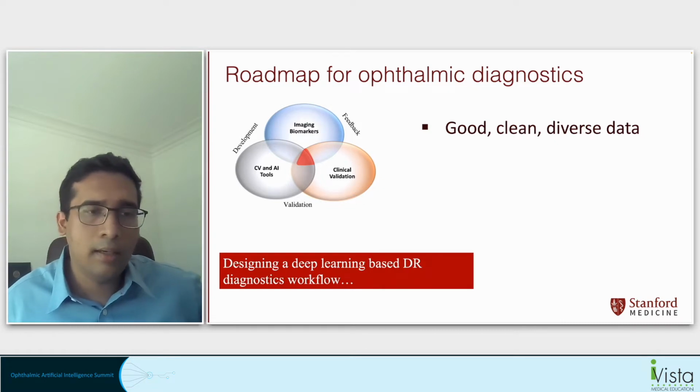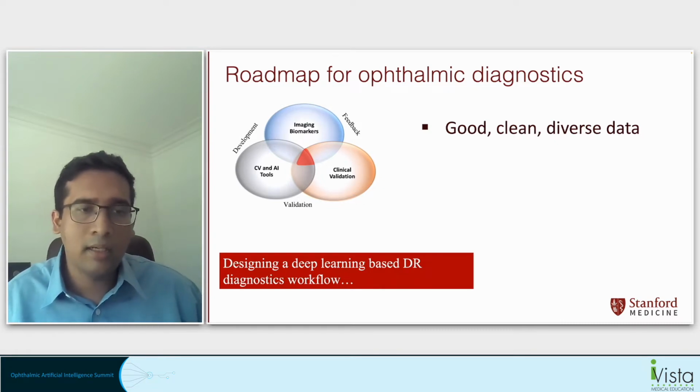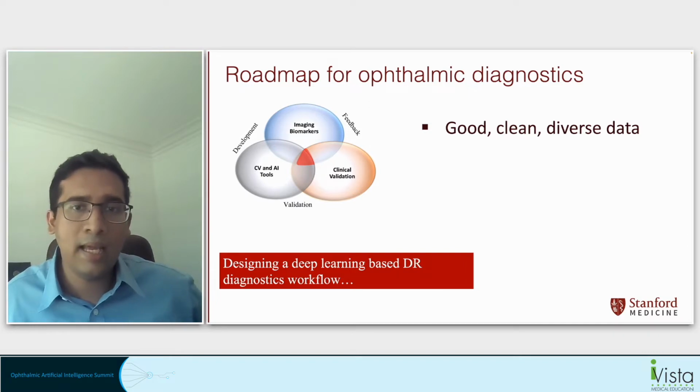So in general, when you design a deep learning-based DR diagnostics workflow, we need a good, clean, and diverse dataset.